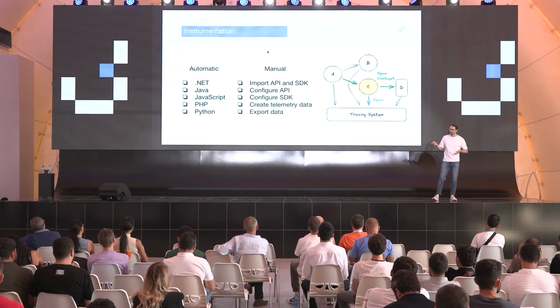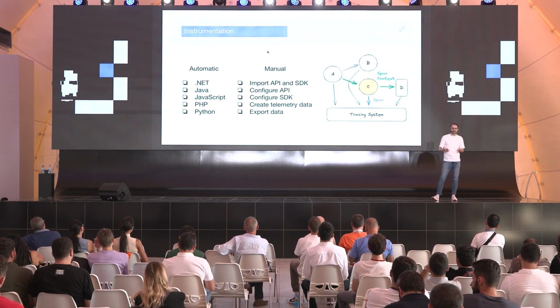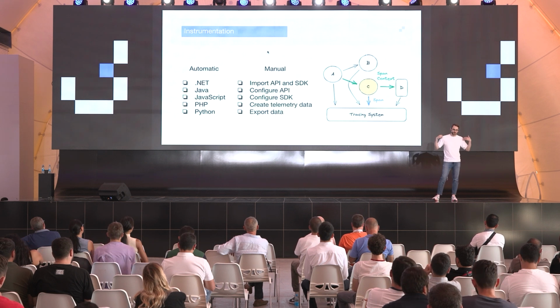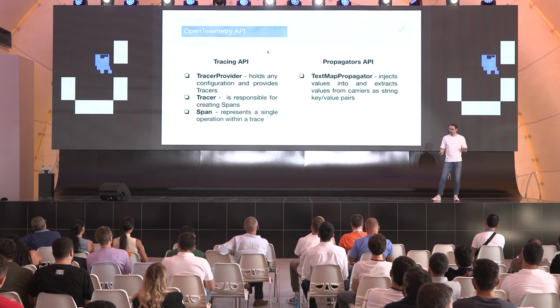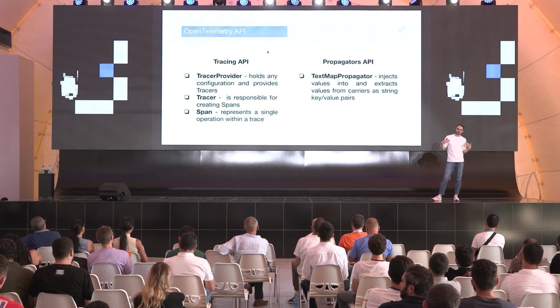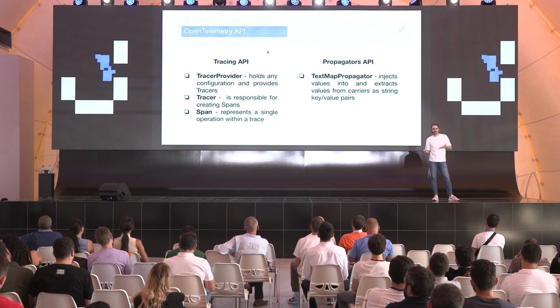Okay. In order to do that, we need to follow the next steps. Import APIs and SDKs, configure those, create telemetry data, and export it to the tracing system. Let's see how it's done. But first of all, let's return to the API specification. We are interested in enabling 2 scenarios. The first one, creating spans and sending them to the tracing system.